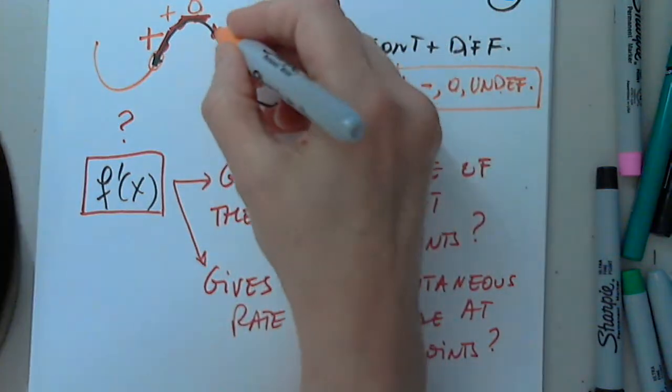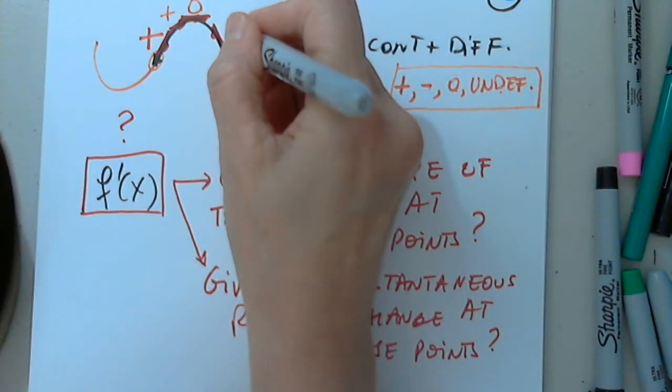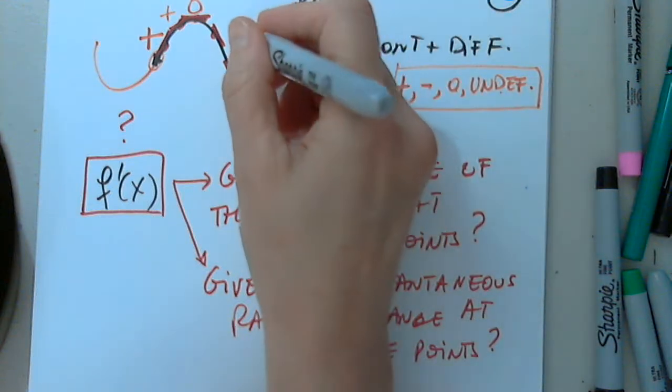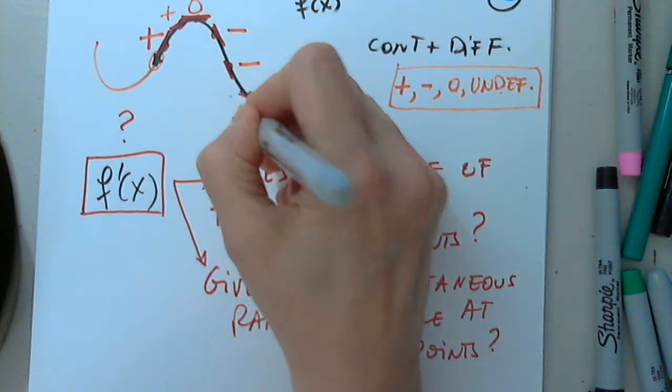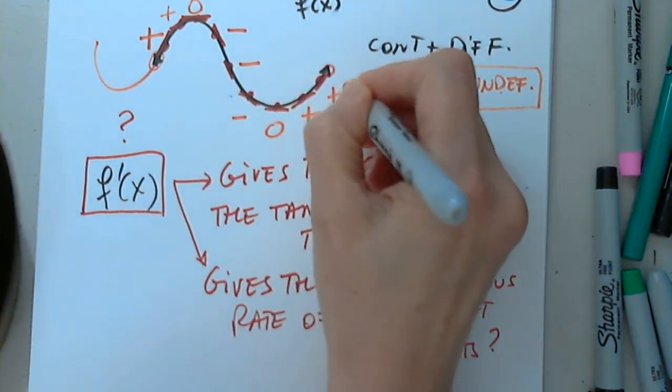Zero. Excellent. What about the slope of this line? Not what it is, but just the sign. Negative. Excellent. What about this? Of course, you know the drill. Excellent, excellent, excellent.